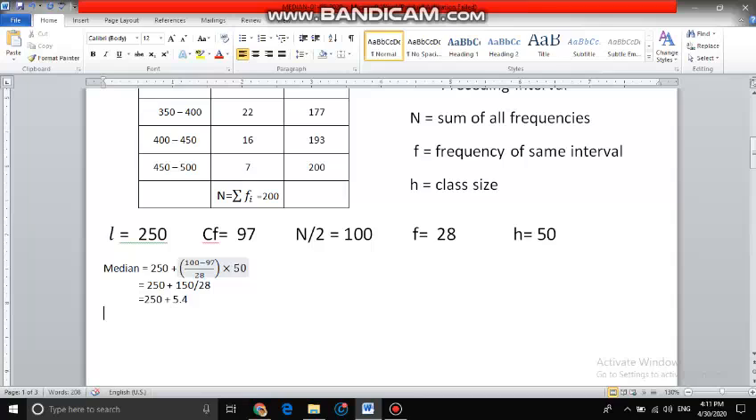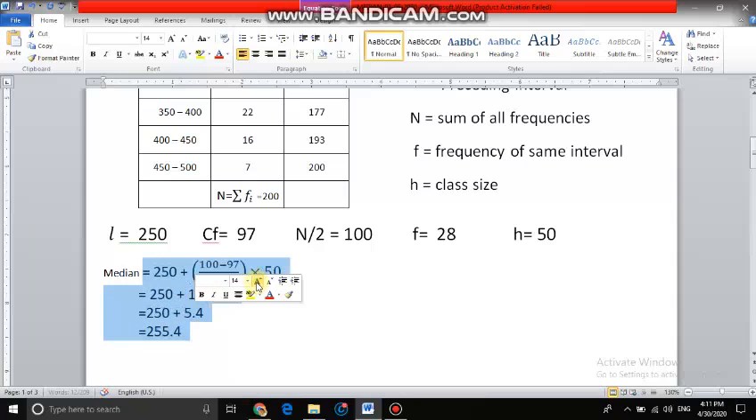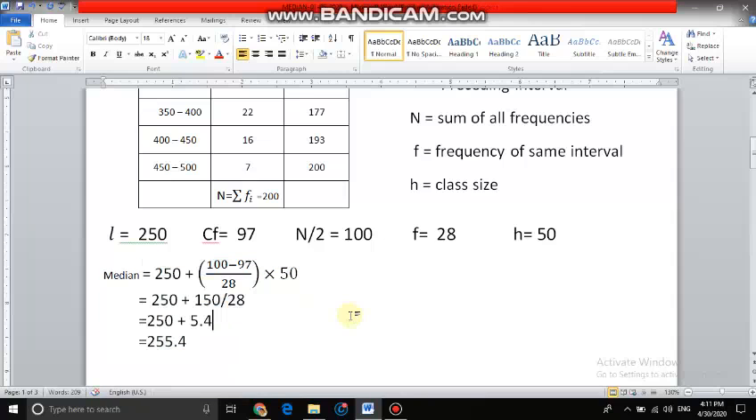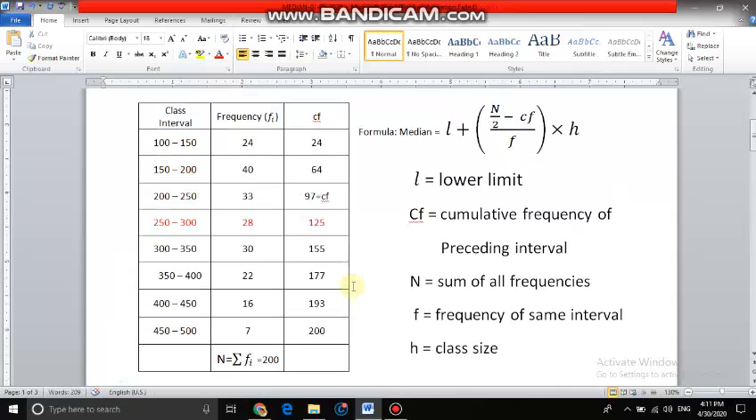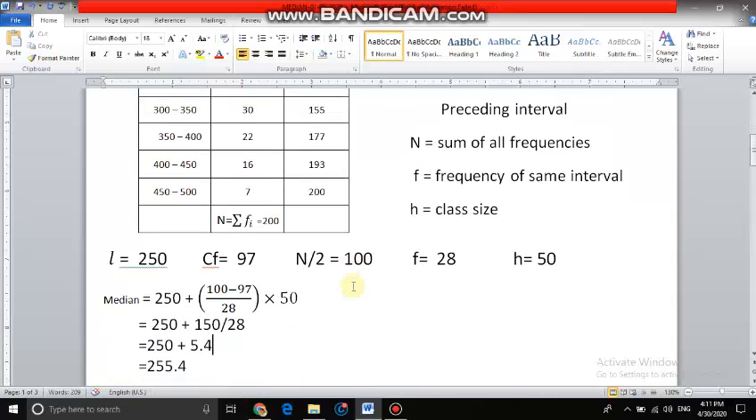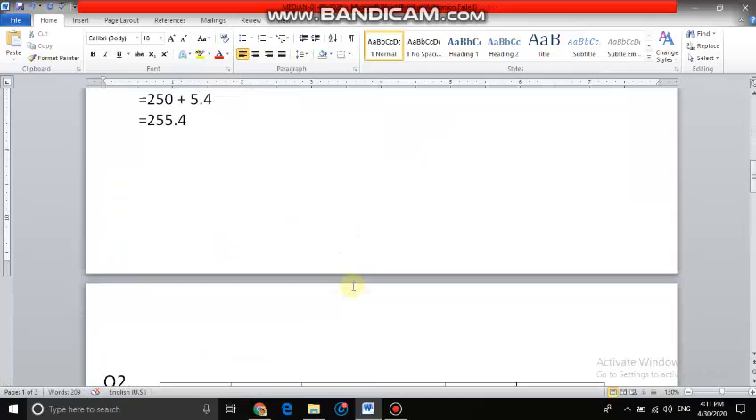So the final answer is what? 250 plus 5.4 is 255.4. I think you got something like 255.4. Okay, so these are the steps for how you find the median of given data. Most important thing is you have to find the N by 2 value, then you have to proceed.